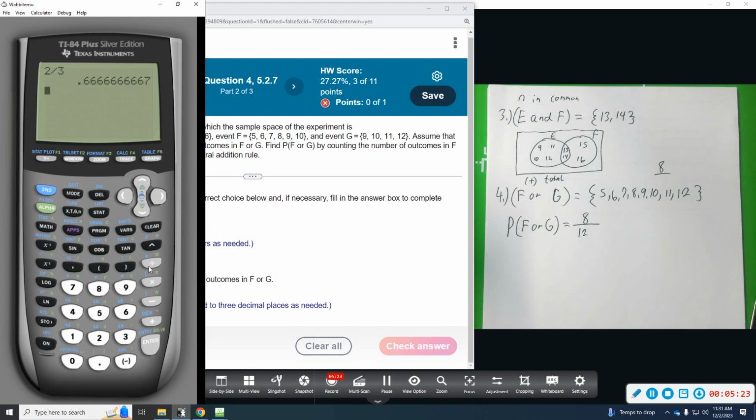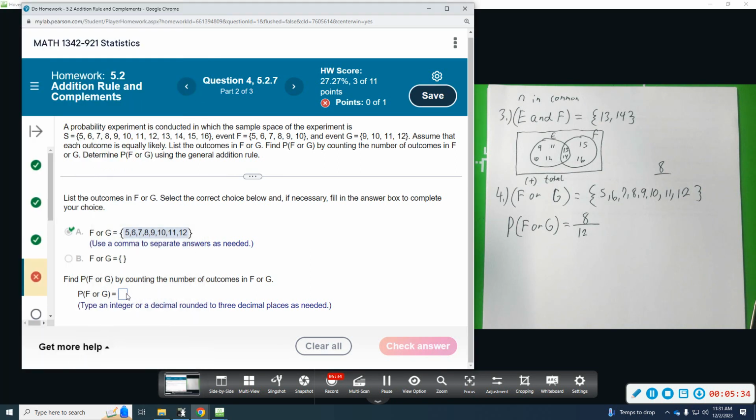Turn it on. 8 divided by 12. So we get the 0.6. So 1, 2, 3 decimal places. The fourth one will round up. So we're looking at 0.667.